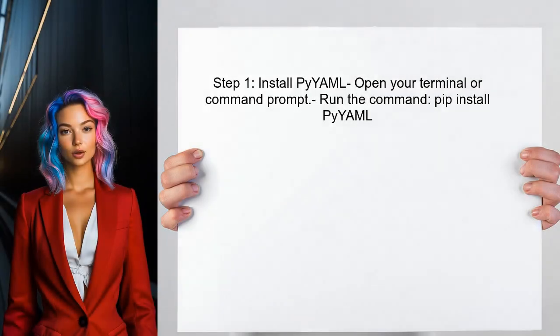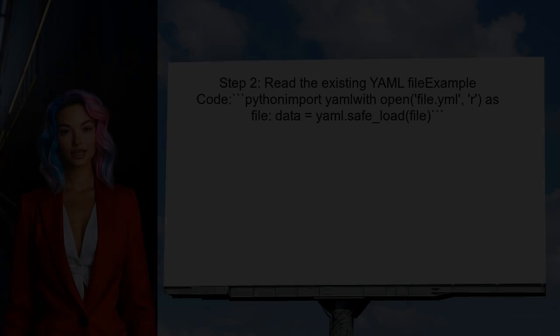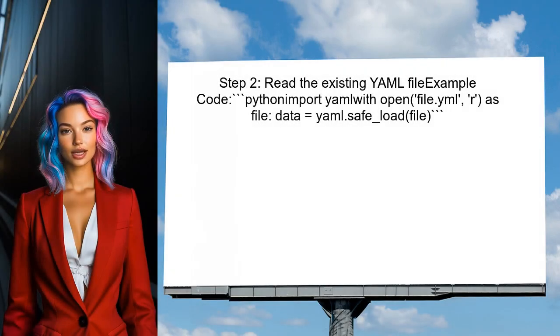To begin, the user should install the PyYAML library, which is essential for reading and writing YAML files in Python. This can be done using the pip package manager. Next, the user needs to read the existing YAML file. This involves opening the file and loading its contents using PyYAML's load function. It's important to handle the file correctly to avoid any errors.